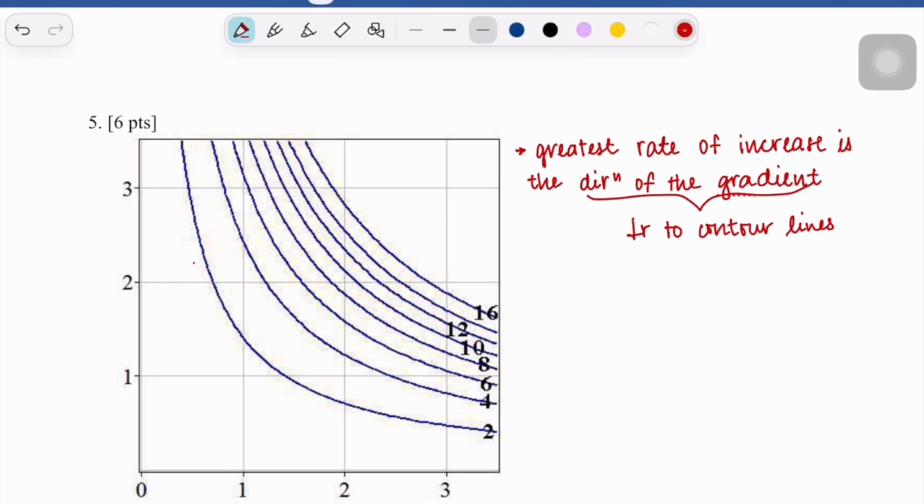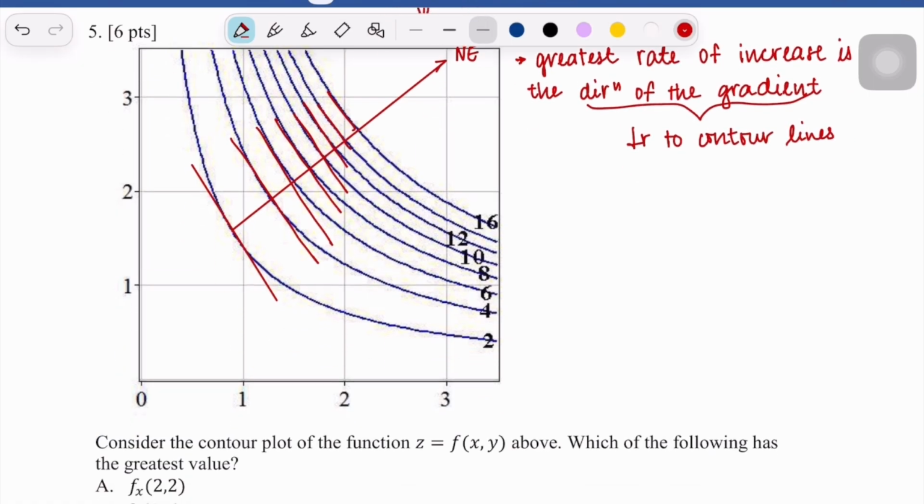Okay, so we draw tangents to our contour lines here, and we draw perpendicular to them. So the greatest rate of increase would obviously be in this direction, pointing this way, which is, north, south, east, west, so this is northeast.